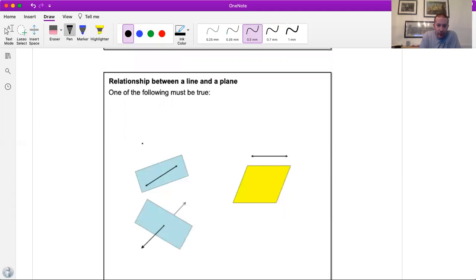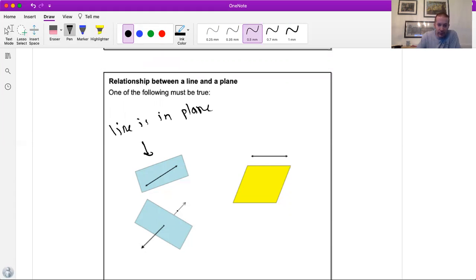One of the following must be true. Either the line is in the plane, meaning it's sitting right in it. Imagine you have a piece of paper and you draw a line on it. That line is in the plane of the piece of paper. Everything is two-dimensional there.